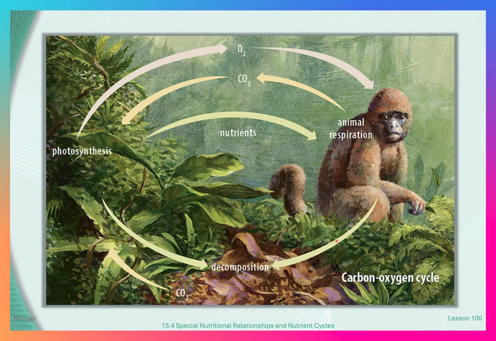This is an example of the carbon-oxygen cycle. In the carbon-oxygen cycle, photosynthesis produces oxygen, which is then taken in by the animal in respiration. The animal respires, produces carbon dioxide, which goes back into the plant through photosynthesis, and then the plant produces nutrients that the animal eats. The animal eventually dies and decomposes. The plants eventually die and decompose, and then these release carbon dioxide also into the atmosphere.